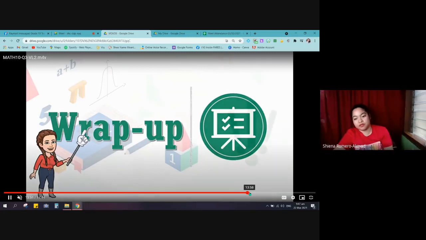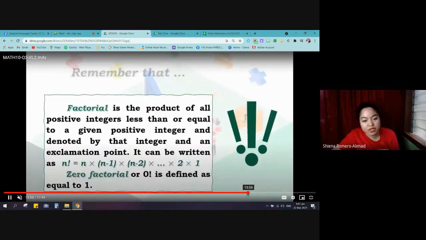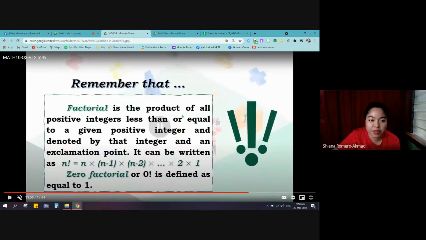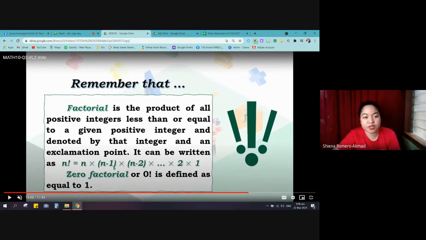So for the wrap up, you have to remember that when we say factorial, it is the product of all positive integers less than or equal to the given positive integer. And it is denoted by the integer and an exclamation point. Like for example, 12 factorial, 10 factorial, and so on.